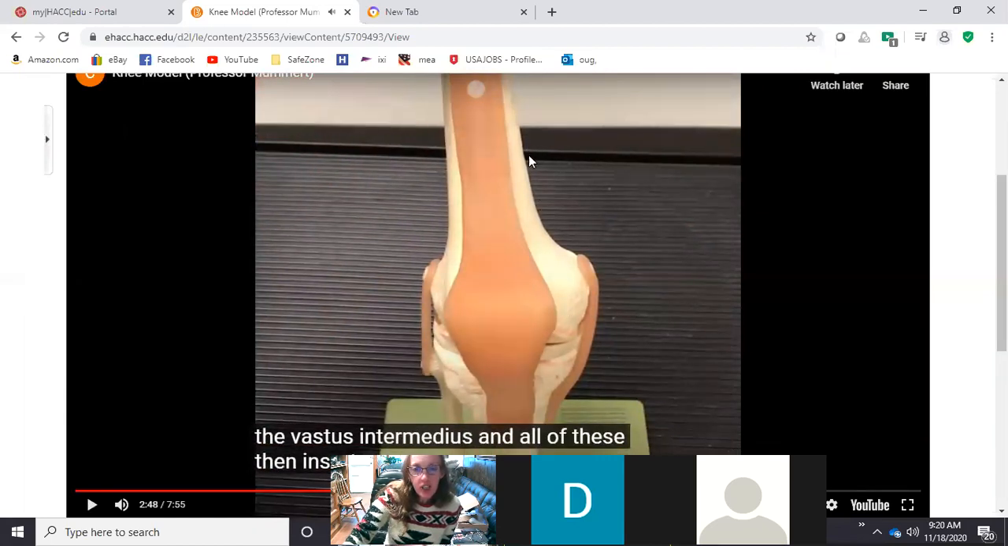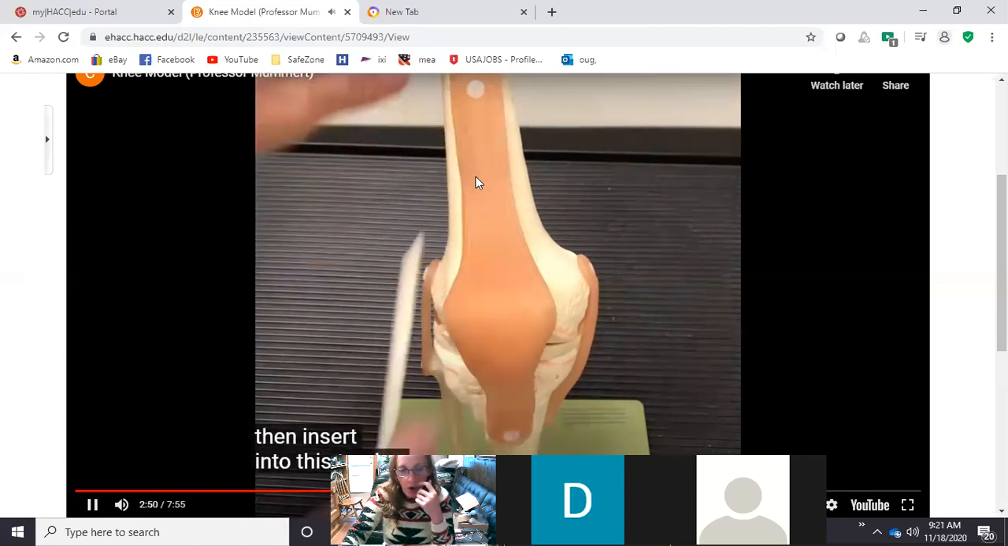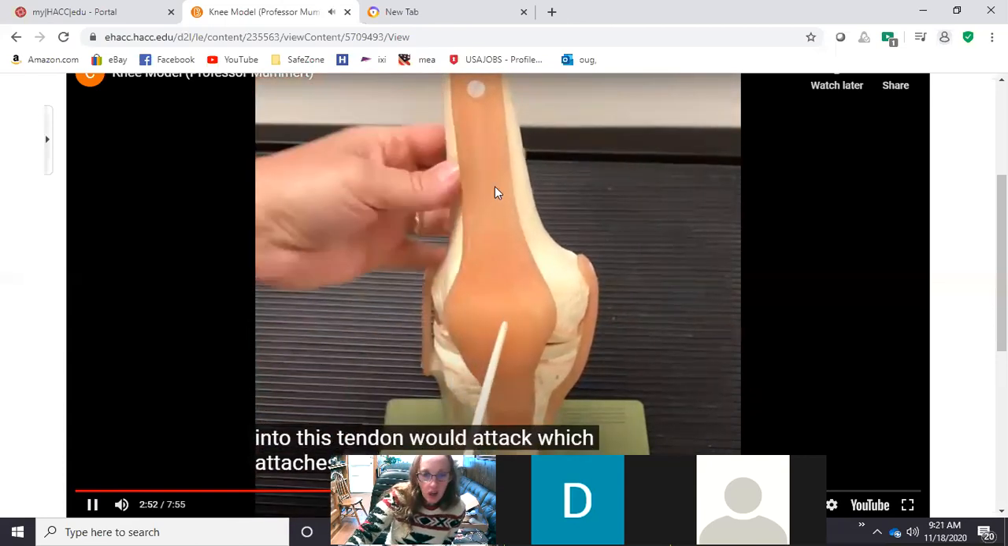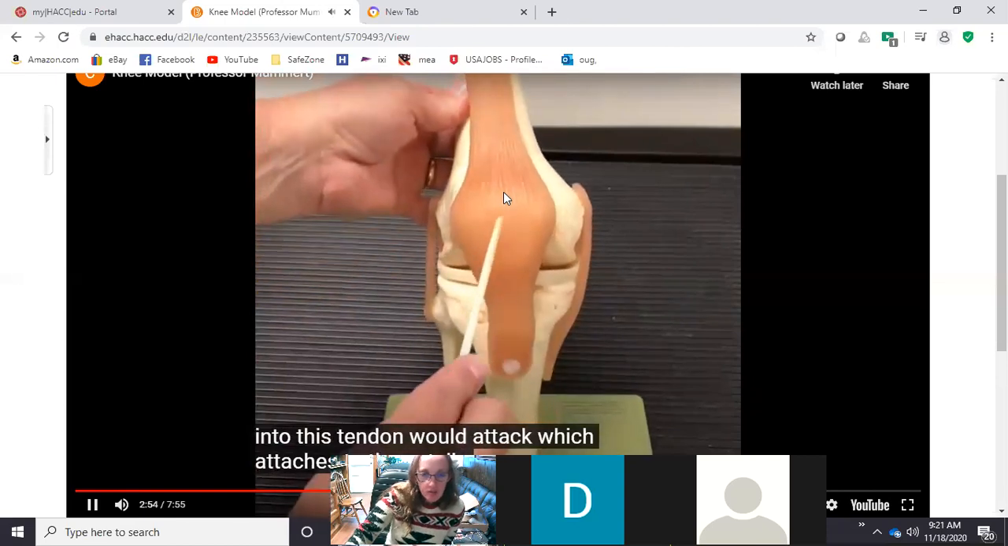So vastus medialis, vastus lateralis, vastus intermedius, and rectus femoris on top of it, all insert into this tendon which attaches to the patella.